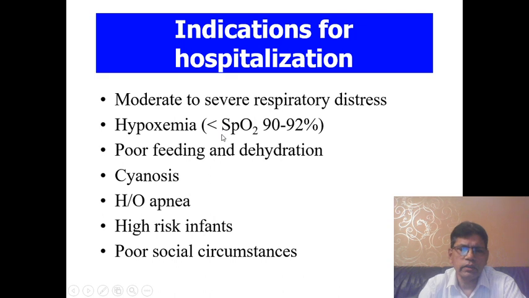Indications of hospitalization: moderate to severe respiratory distress, hypoxemia, where through pulse oximeter the saturation is 90 or 92% or below, poor feeding and dehydration, cyanosis, history of apnea, high risk infants like a child with congenital heart disease, immunodeficiency, and poor social circumstances. The child staying very far from the hospital or having poor economic support.